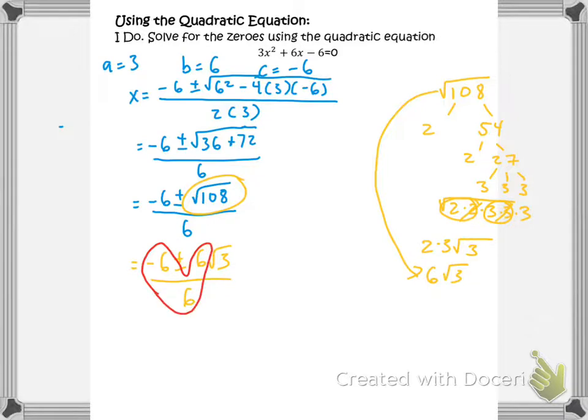Notice how, oh look, it looks like a heart. I did not circle the inside of the radical. You cannot simplify the inside of the radical with something outside of the radical. It doesn't make sense. Math doesn't work that way. So everything has to be on the outside.